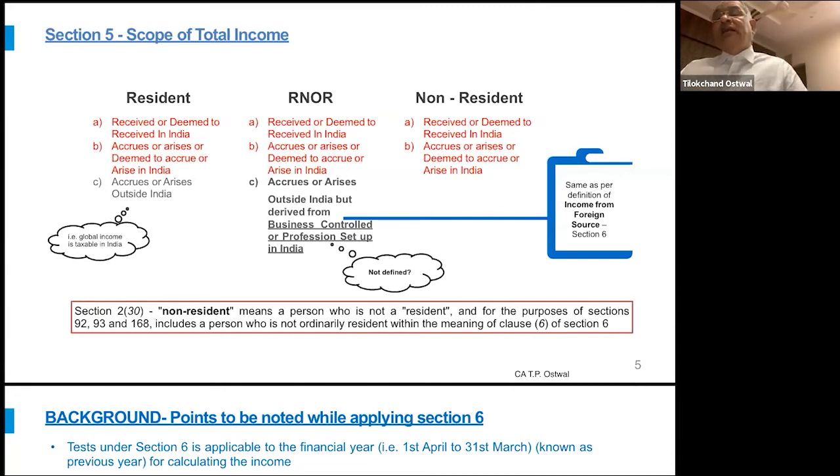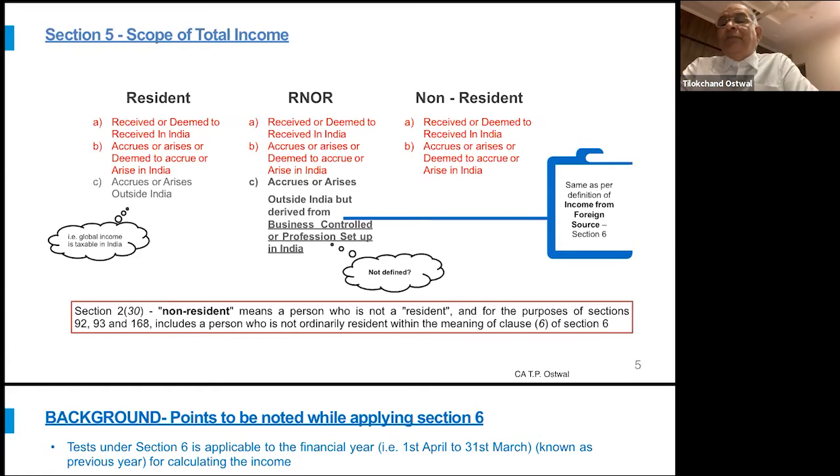I am not ordinary resident. That income will be treated as taxable in India. And therefore this issue is, what is income controlled, business controlled or a profession set up in India is still not defined. And that is creating a lot of issues, and that has been a major issue for discussion during the current year. In fact, I gave two examples in my earlier lecture.